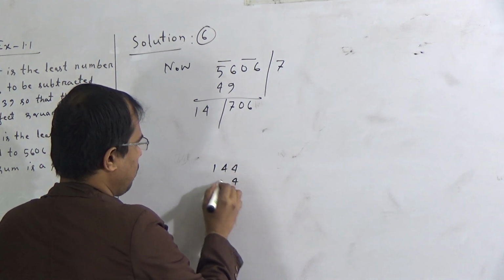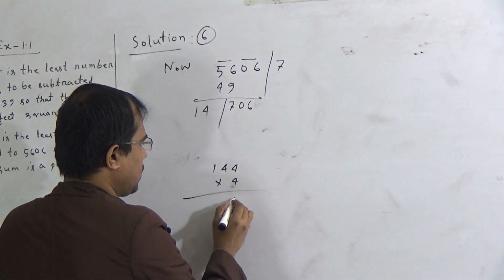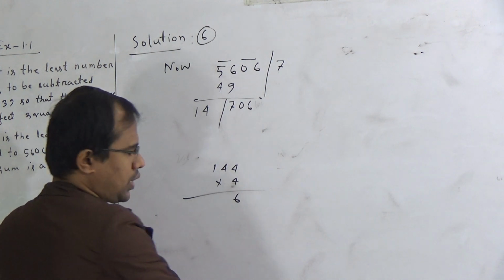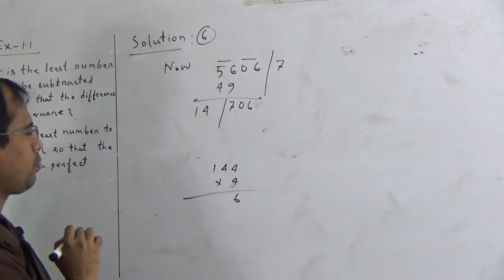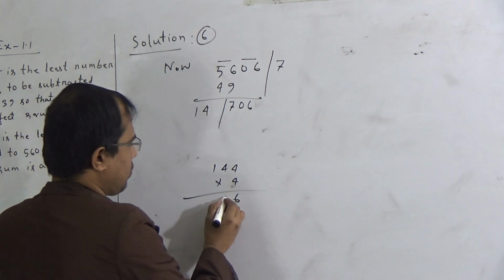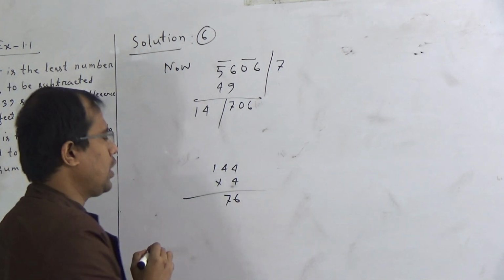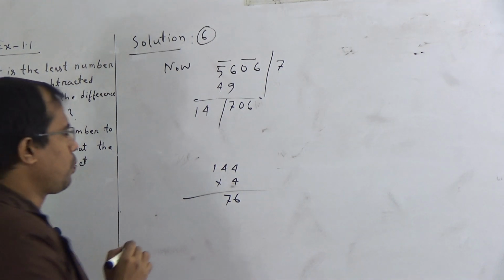144 multiplied by 4. 4 4s are 16. From 16 we will write 6 carrying 1. Again 4 4s are 16. 16 plus 1 equal to 17. From 17 we will write 7 carrying 1, and 4 1s are 4. 4 plus 1 equal to 5.